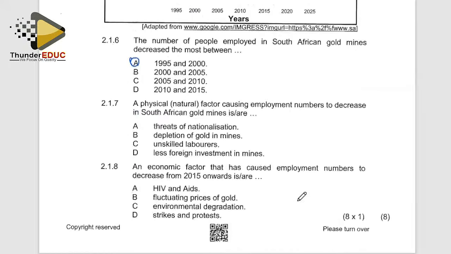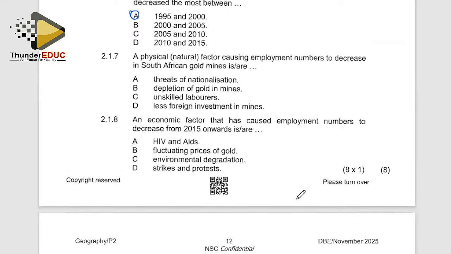Right, taking to the next question, a physical or natural factor causing employment numbers to decrease in South Africa. We are looking at a natural factor. The physical, or natural, factor that is causing a decline here is the depletion of gold in mines. We understand that gold is a non-renewable resource, and the more we extract, the more it gets depleted. So it means the mines no longer have the same reserves as they used to have in the olden days. For the same reason, they must also downsize their workforce.